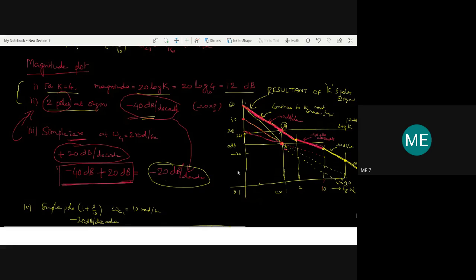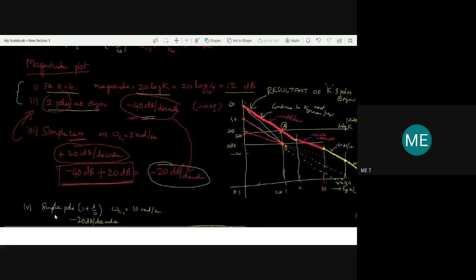So the previous factor has minus 40 dB and the current factor has plus 20 dB per decade. Minus 40 plus 20 gives minus 20 dB per decade. Once you understand this, we can go to the next factor, the simple pole 1 plus s by 10. This line of slope will be extended from 2 radians per second till 10 radians per second, where we stop, because a new factor comes into the picture at omega c equal to 10.